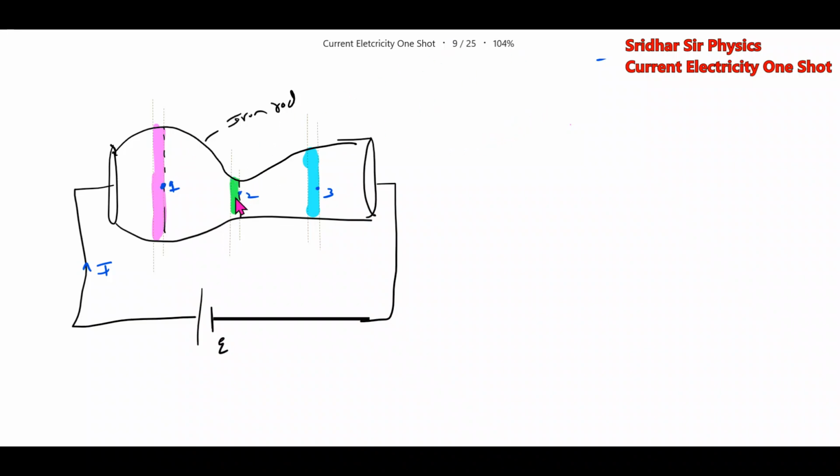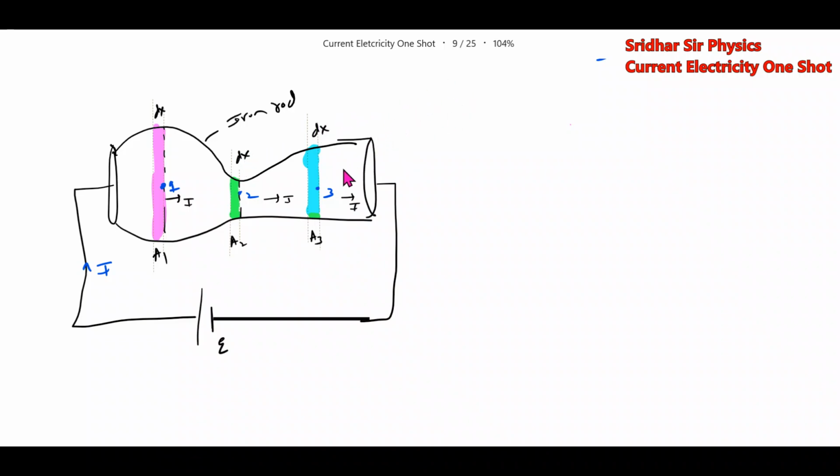Now we have to summarize the effect of the different areas of cross section, and what are the various conditions that will come. First, the same current will pass through it. The same current will flow through it. The area of cross section of these is A1, A2, and A3. Thickness, let it be the same.